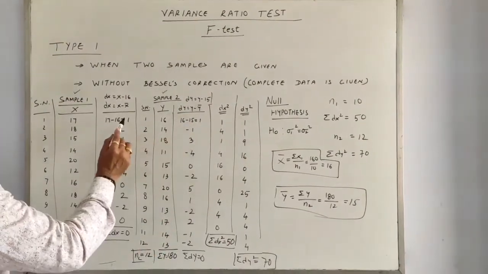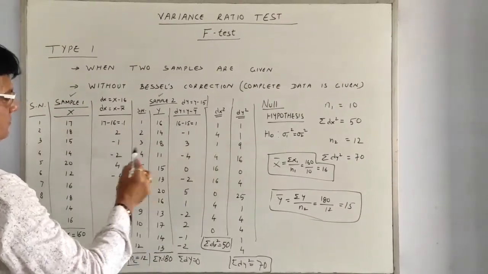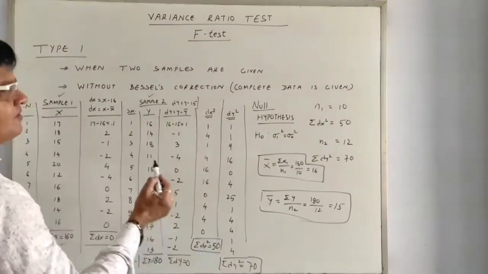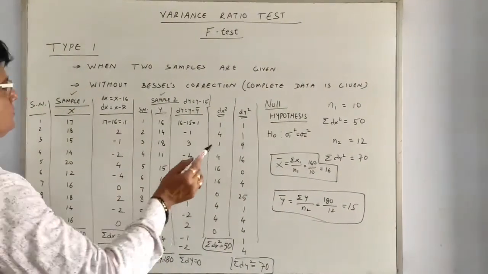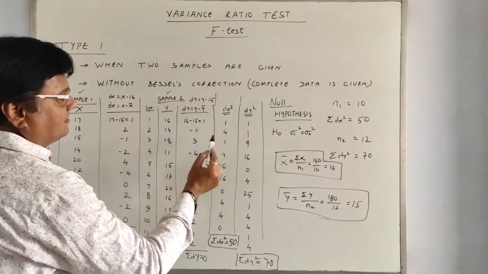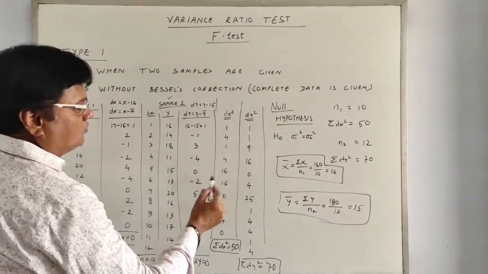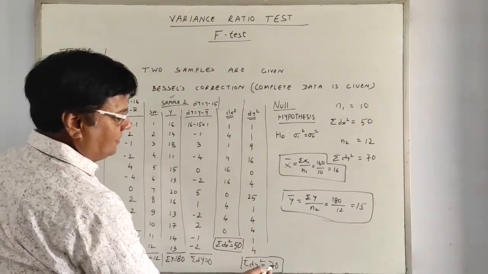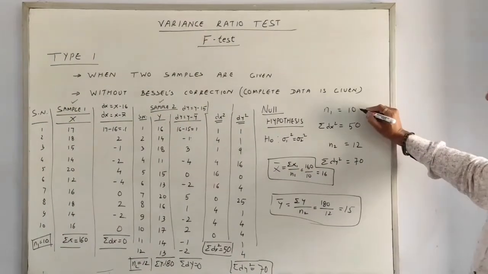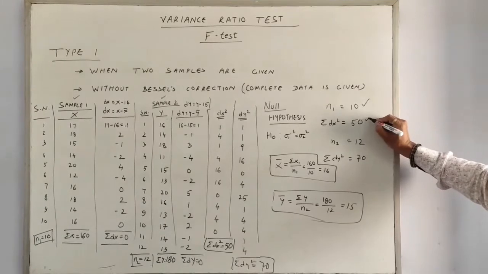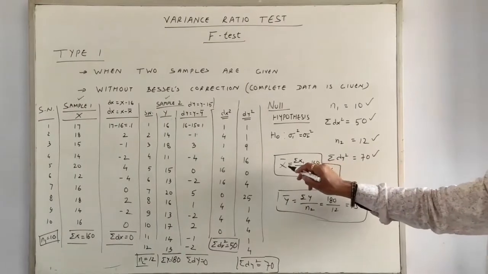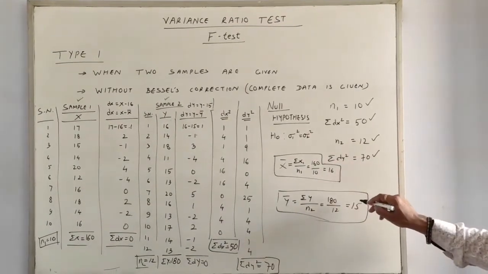So dx square will be 1 square, 2 square, 1 square, 2 square 4, 4 square 16, like that, and sigma dx square is coming to 50. And then dy square, this is dy, 1 square, 3 square 9, 4 square 16, 0, 2 square 4, and the total of dy square is coming to 70. So the important information before us is n1 is 10, sigma dx square is 50, n2 is 12, sigma dy square is 70, x bar is coming to 16, y bar is coming to 15.